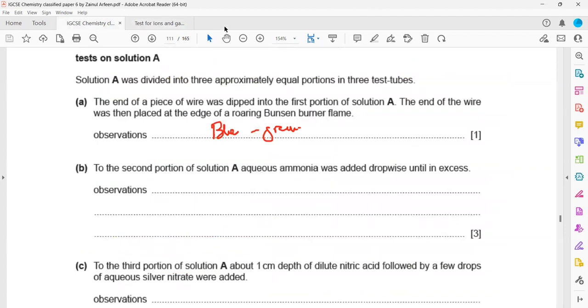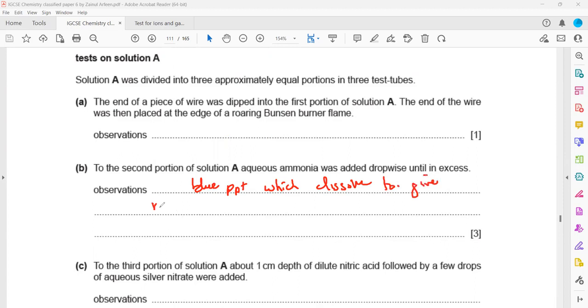Then to the second portion, aqueous ammonia was added dropwise until in excess. So first, when we add aqueous ammonia, if it is in excess, we will get a light blue precipitate which dissolves to give a royal blue solution. So you can say blue PPT first, which will dissolve to give a royal blue solution or inky blue solution.